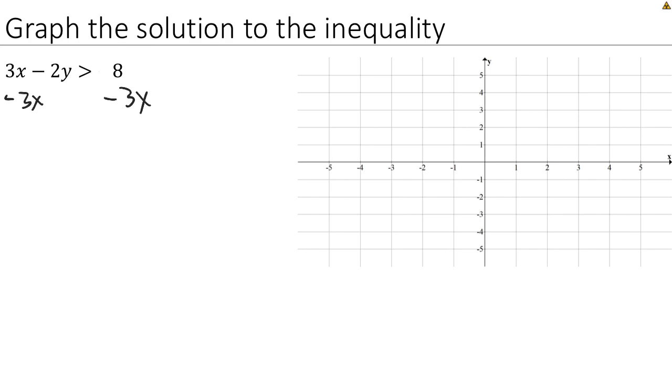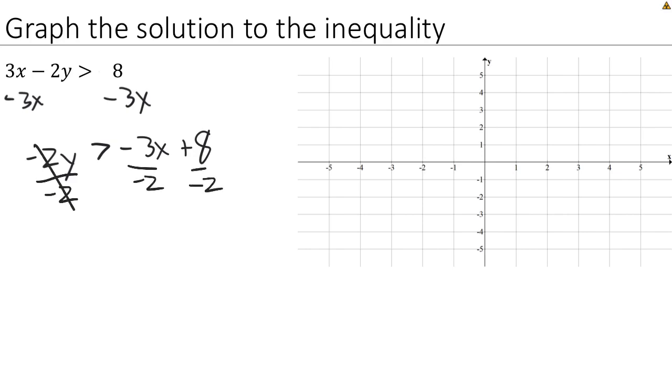And that gives us negative 2y greater than negative 3x plus 8. Next, we need to move the negative 2 over, and we can do that by dividing. So we're going to divide everything by negative 2. And on the left-hand side, they cancel off. That leaves us with y. On the right-hand side, we have positive 3 over 2x, and then 8 divided by negative 2 is minus 4.